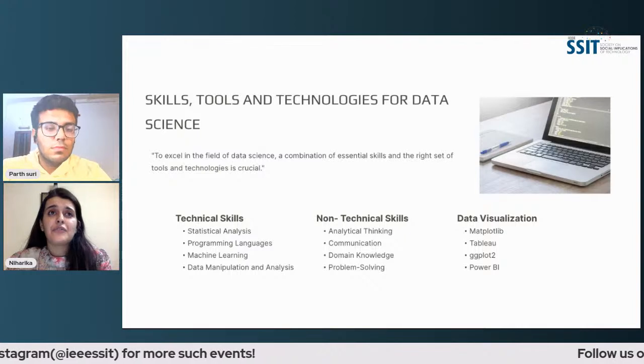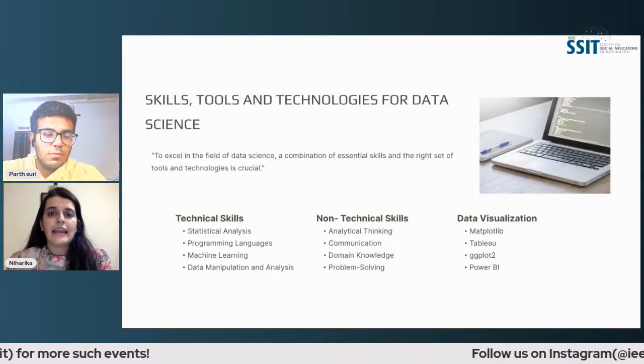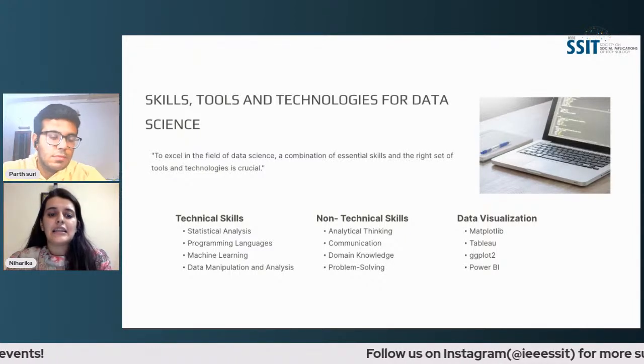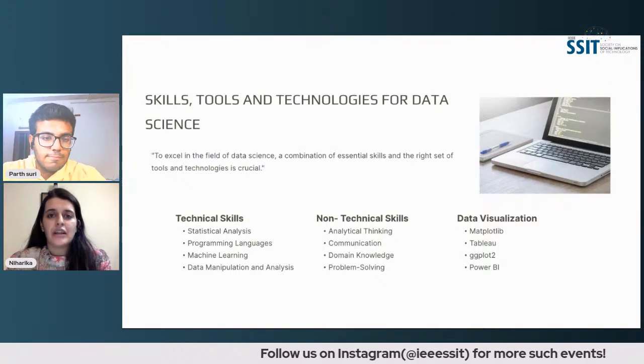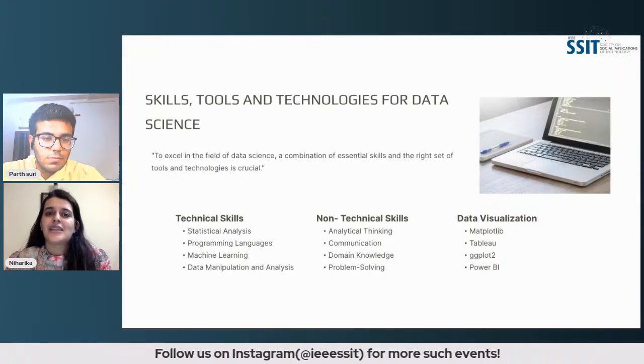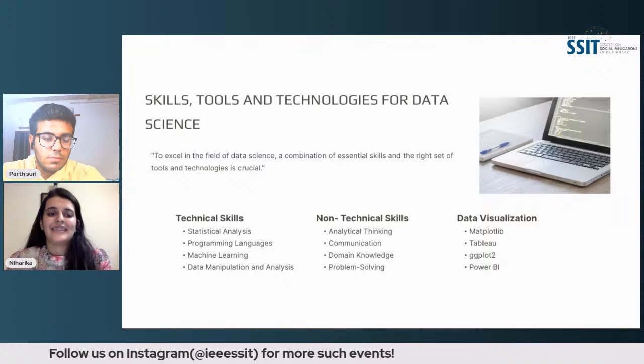Next, we have programming languages. Proficiency in languages like R, Python, and SQL is really important. You should be comfortable with these. If not, I would suggest you start practicing.